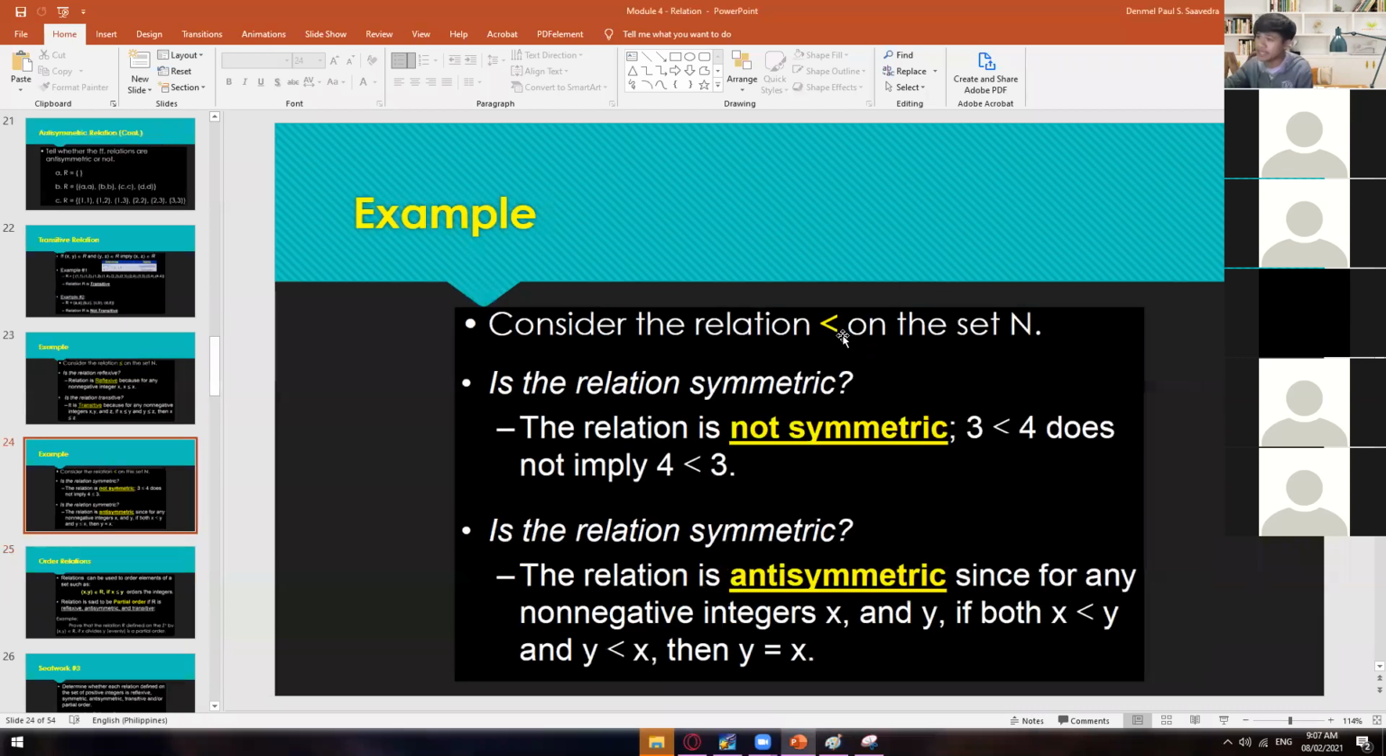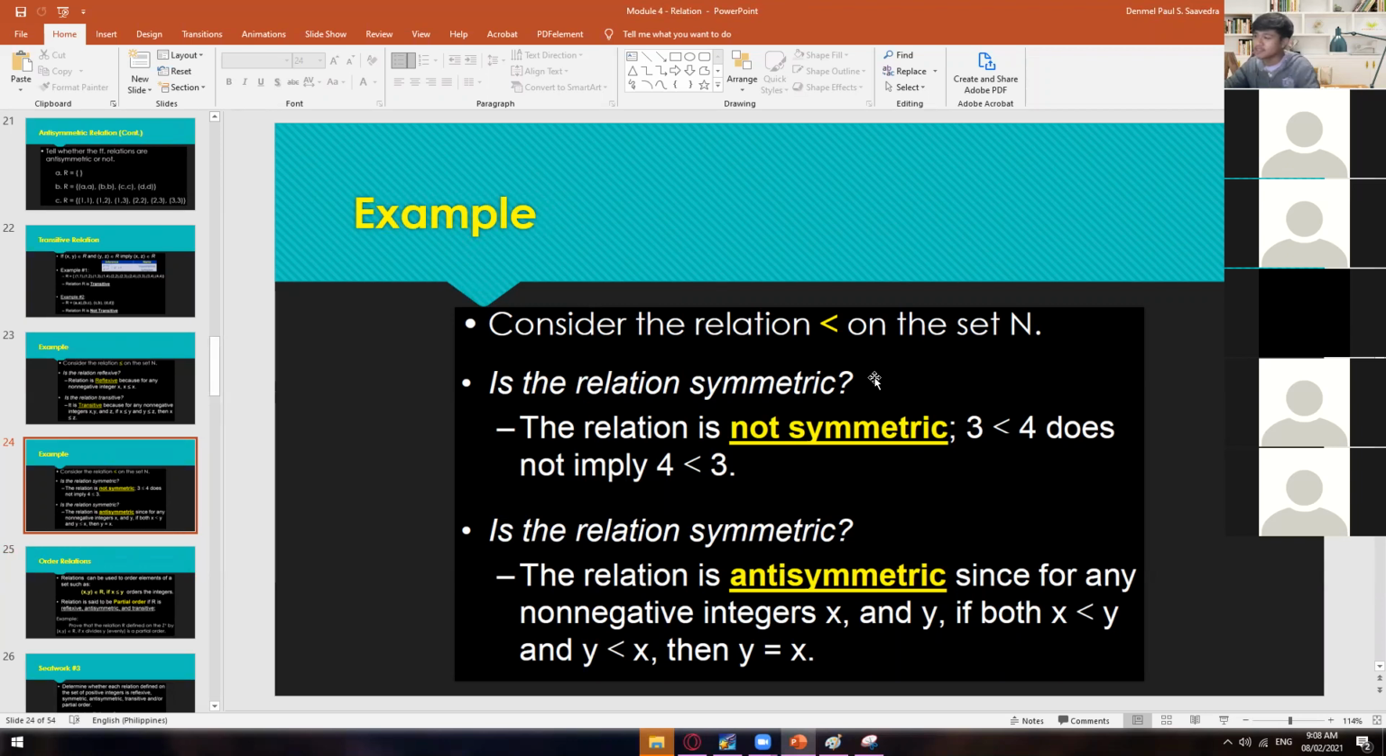Consider the relation less than on the set N. So is the relation symmetric? As you can see, this one is not symmetric anymore because we will never arrive at (3, 3) and then (4, 4). Right? Since we have this condition, or we have to follow this condition.